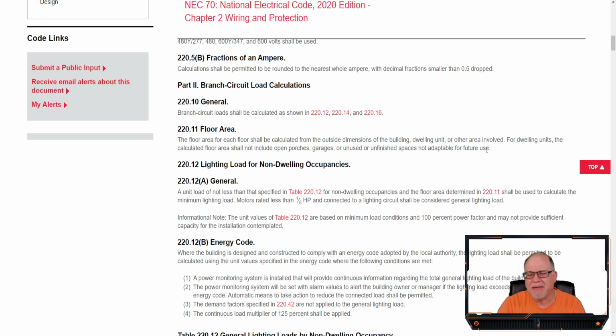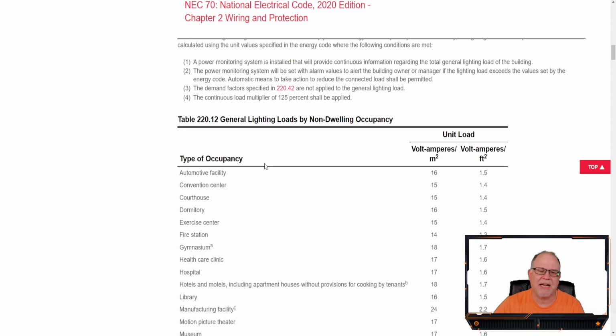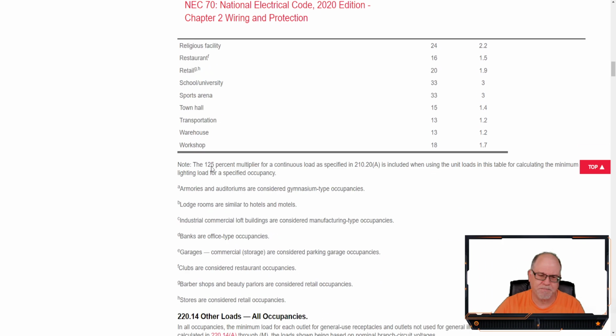An example of a space that would not be adaptable for future use might be an attic that you access through a scuttle hole. It's not designed to support weight anyway, so it's not really adaptable for any future use, so I don't have to take that square footage into consideration. So those are 2 extreme ends of the spectrum there. A basement that is unfinished is most certainly adaptable. An attic that's only accessible through a scuttle, for example, is not designed to support loads and is not adaptable for future use. Okay, so that gives you some examples. We've already done our measurement, and you'll notice that in table 220.12, dwelling is no longer there anymore. This is purely for use in non-dwelling applications.